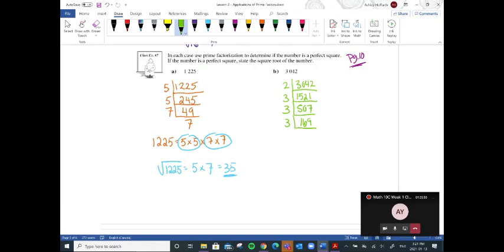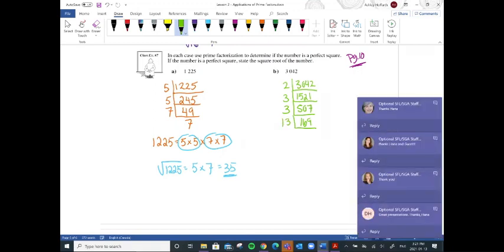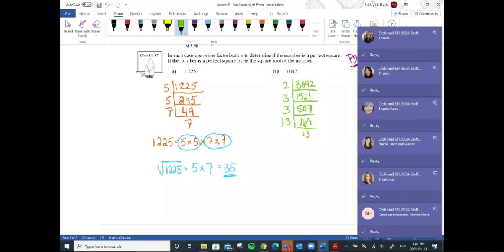Oh, nope, we can't. See, I didn't check. I didn't add the numbers together. Can't use 2 because that doesn't work. 4 won't work. 5 won't work. 169 is actually 13 times 13, I believe. So you have to keep trying for a bit. 13 will work.